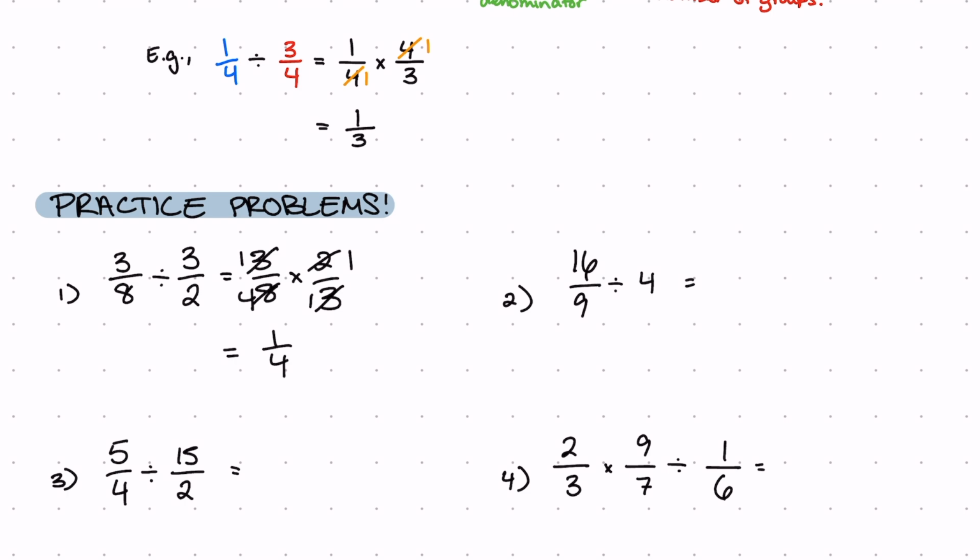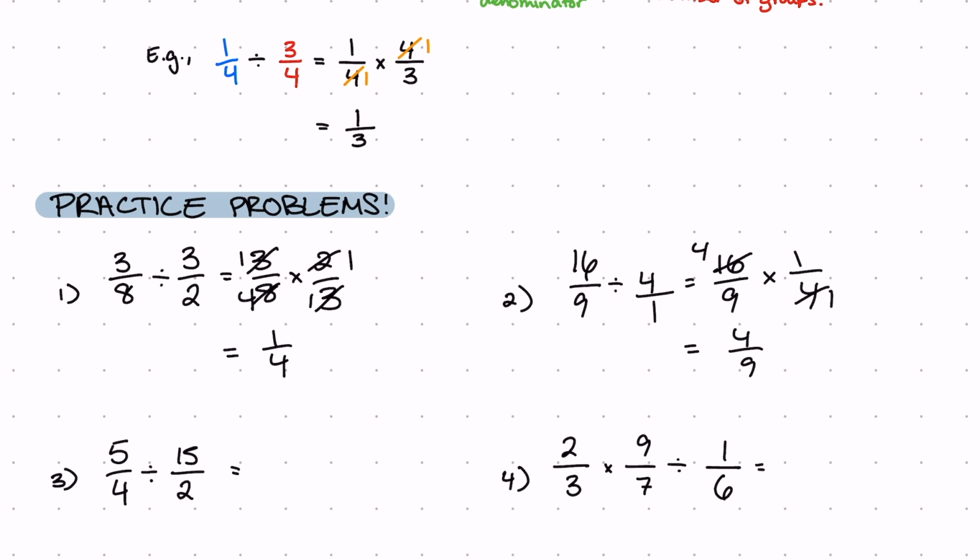So let's do the second one now. 16 over 9 divided by 4. So you don't see a denominator here, but it's actually 1 because any number divided by 1 is itself. So we can just rewrite it like that, and then we can flip it around and multiply. So that's going to be the same thing as 16 over 9 times 1 over 4. 16 and 4 are both divisible by 4, and that goes to 1. So what we're left with is 4 over 9.